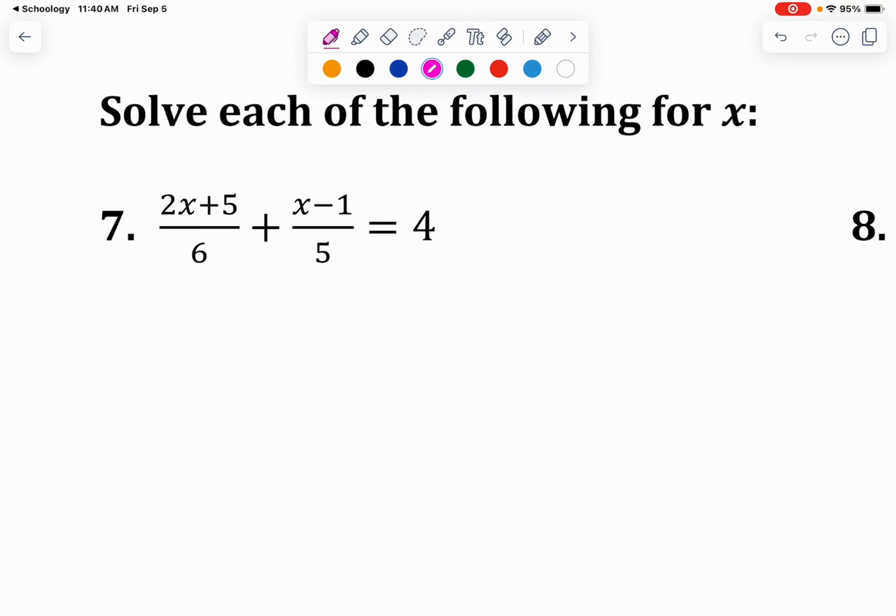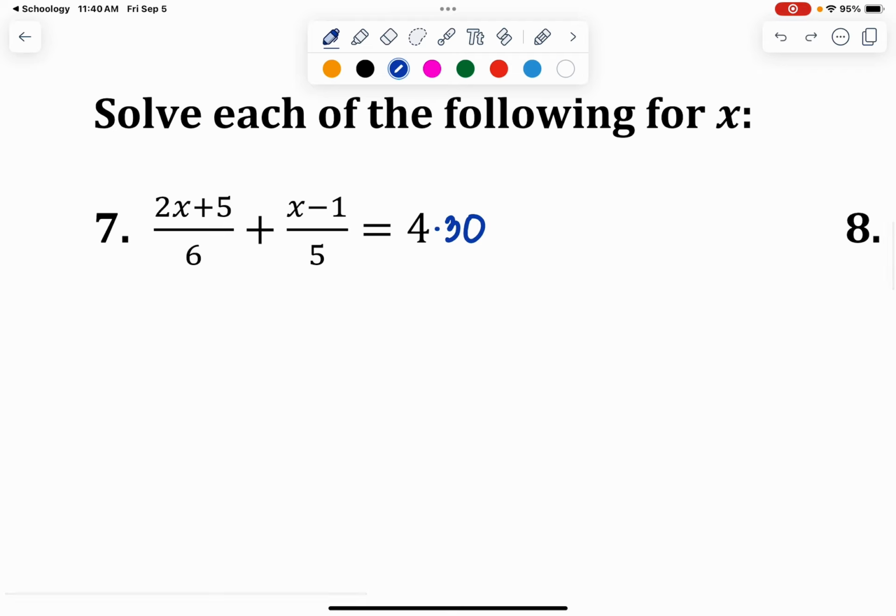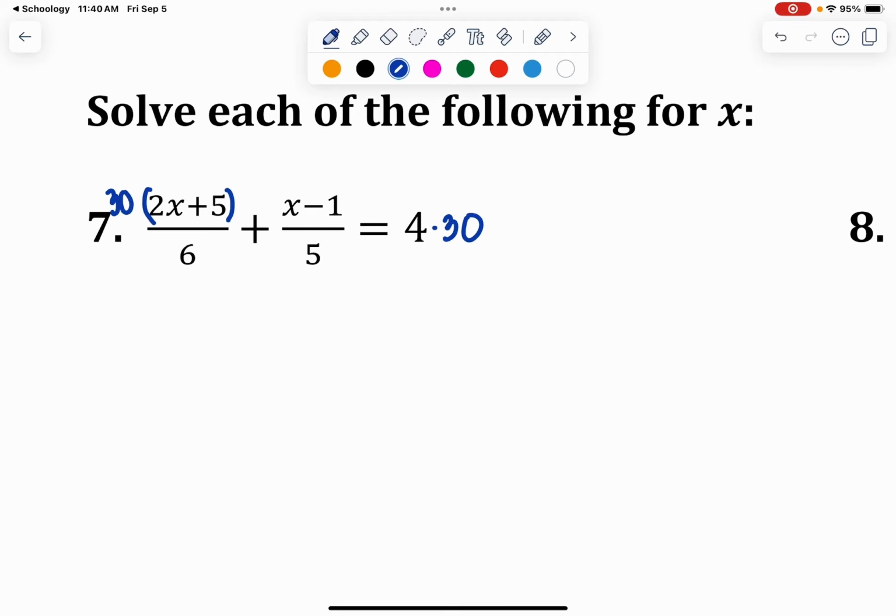So what do I need to do to get rid of the fractions? I need to multiply both sides by the LCD. The LCD is 30. So I'm going to multiply both sides of the equation by 30. So this times 30, there's your 120. And then I'm going to multiply this side by 30. And when I multiply this side by 30, I have to distribute the 30 to each of those fractions. So I'm going to multiply this fraction by 30. I'm going to multiply this fraction by 30.